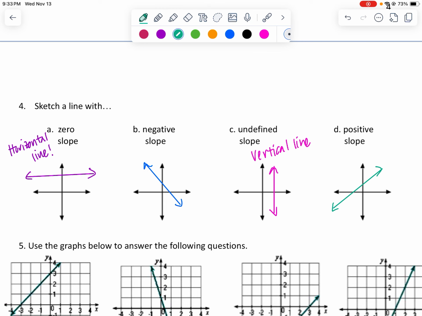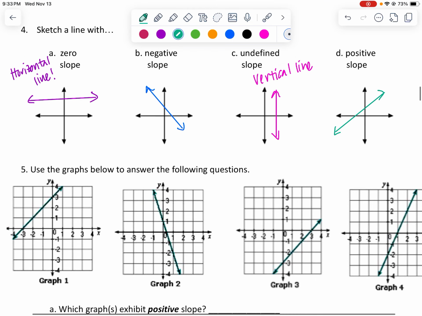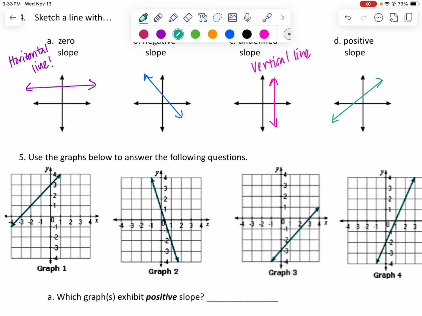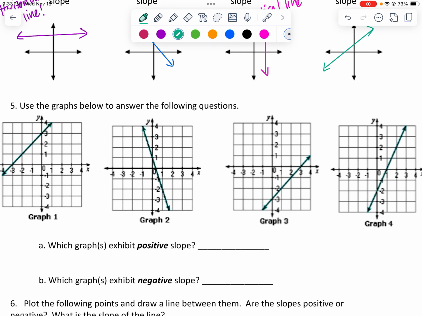So if I'm looking at number 5, it says use the graphs below to answer the following questions. The first question in part A is asking which graphs, there might be more than one, exhibit positive slope. So which of these graphs, graph 1, 2, 3, or 4, gives me a positive slope? It looks like we have graph 1, graph 3, and graph 4. So I'm going to go ahead and list 1, 3, and 4.